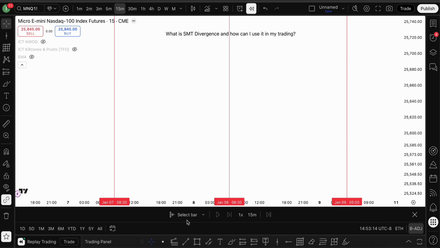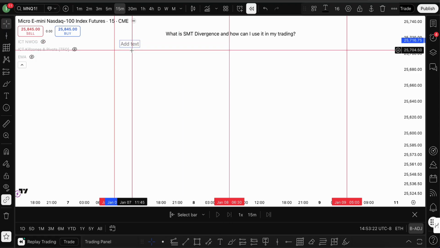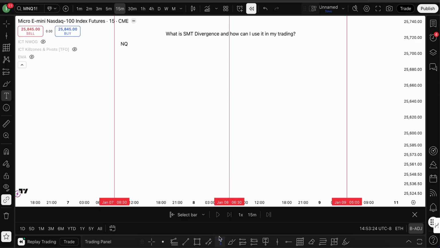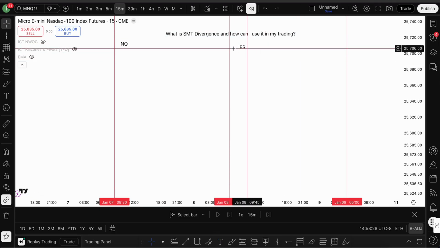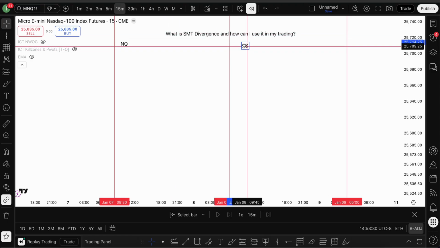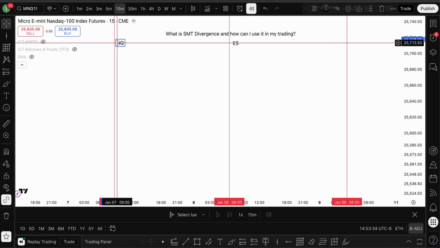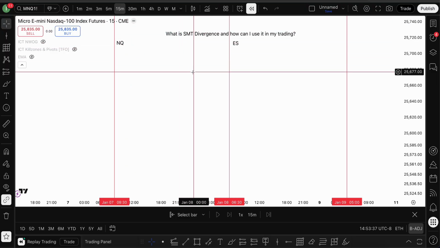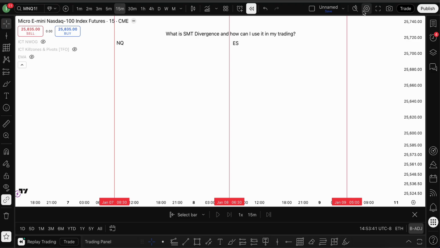We're going to go over SMTs very quickly, and I will explain how they work, what they mean, and how to tell when they're bullshit or not. In this example, I'm going to have two charts right here, the S&P 500 and then NASDAQ over here. So the question is, what is SMT divergence and how can I use it in my trading?